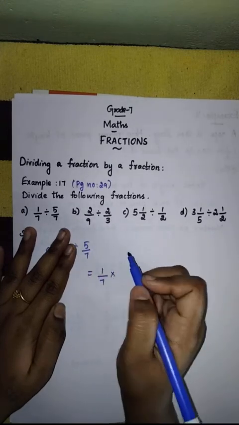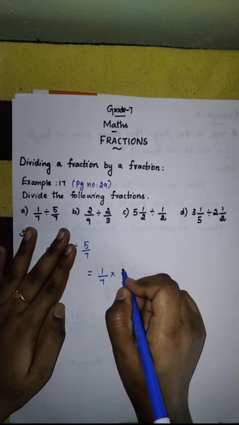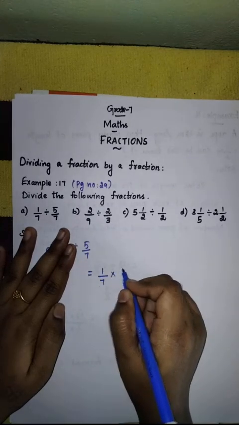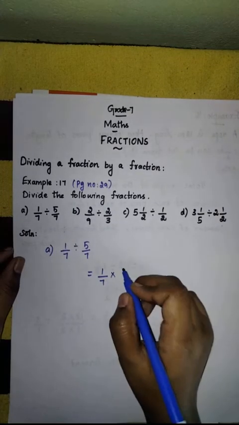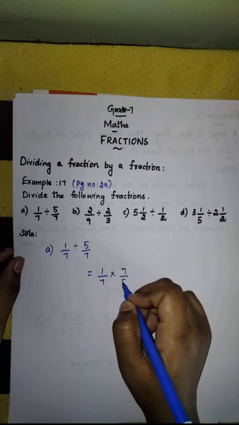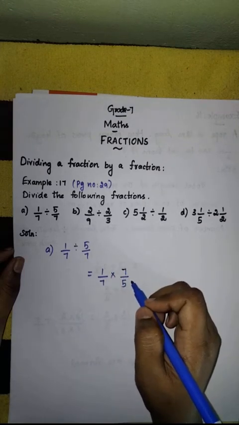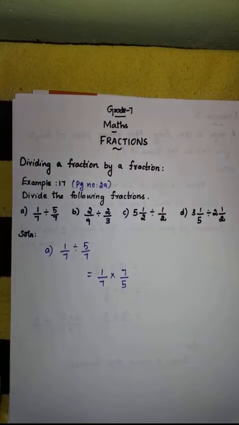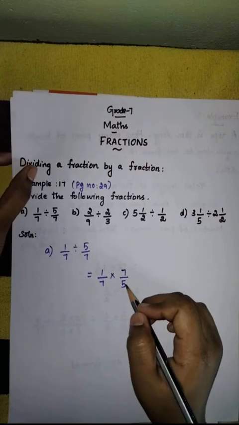What is the reciprocal of 5 by 7? The reciprocal of 5 by 7 is, yes, very good, 7 by 5.